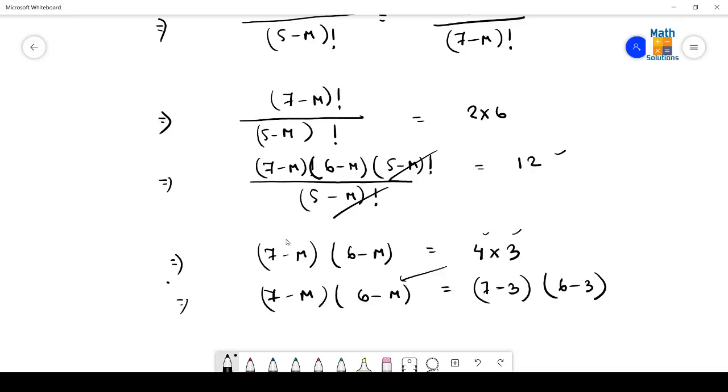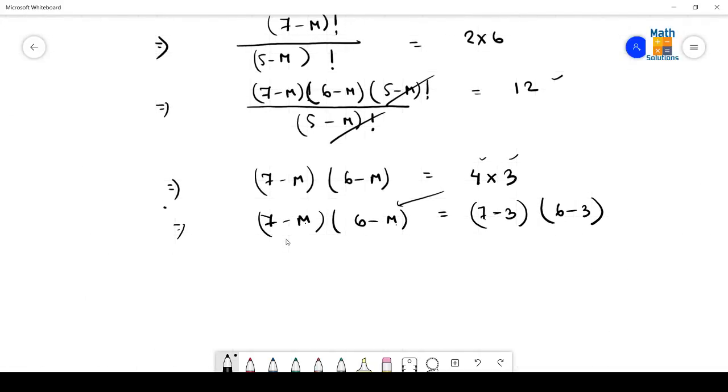So comparing both the sides, what do I get? 7 minus r, here on the side 7 minus 3 means 3 is taking the place of r, while on the other side 6 minus r means 6 minus 3. So comparing both the sides like the previous sum, I get here r is equal to 3, and this is the answer.